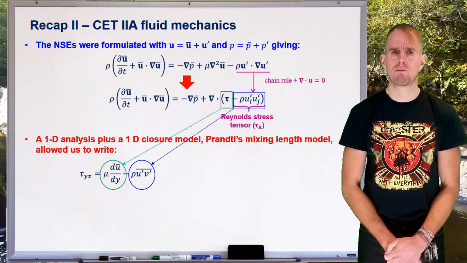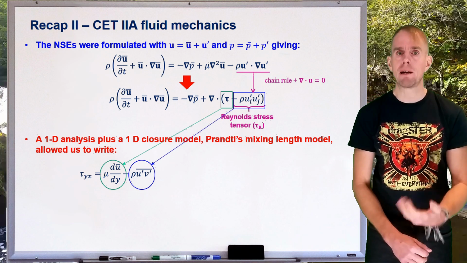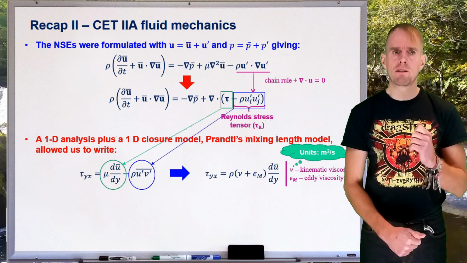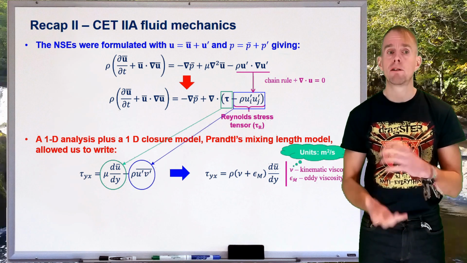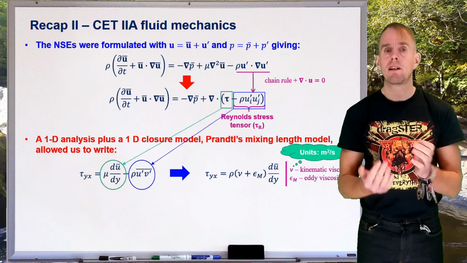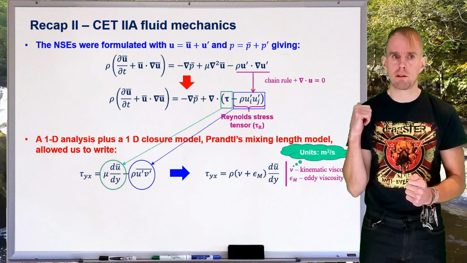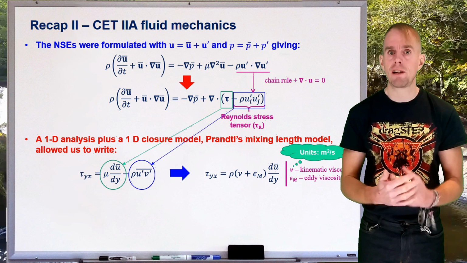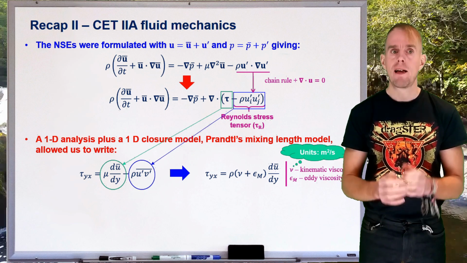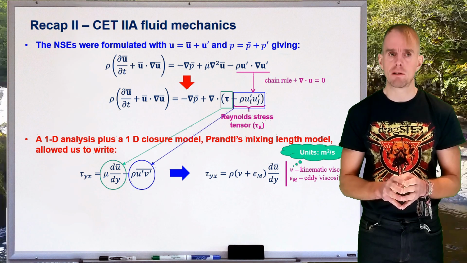What do we do with that fluctuating component? Well, what you did was to introduce a simple closure model, Prandtl's mixing length model, which works in 1 dimension. And what you ended up with was a result for stress which had 2 components to it. It had a viscous component and an eddy-based component. And if you look at how this has been written on the whiteboard, you'll see that the fluid viscosity has now been written in terms of a kinematic viscosity, with units of meters squared per second, which also means that eddy viscosity is meters squared per second in terms of its dimensions.